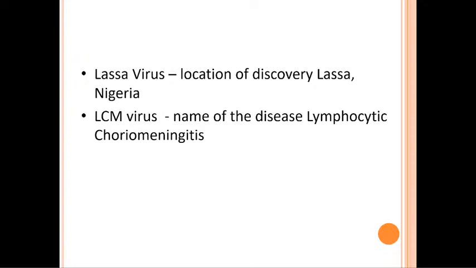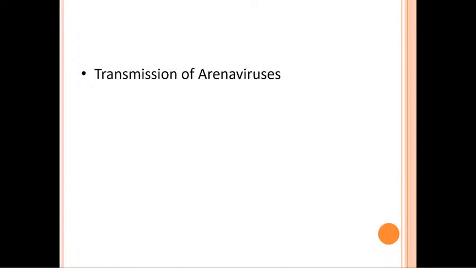The etymology of the names: the Lassa virus is found in Lassa, Nigeria, and LCM virus is named because of the disease it causes, lymphocytic choriomeningitis. Okay? So this is an organism, LCM is a virus that can actually cause problems with the CNS. Next, arenaviruses are transmitted via zoonosis, like rodents.